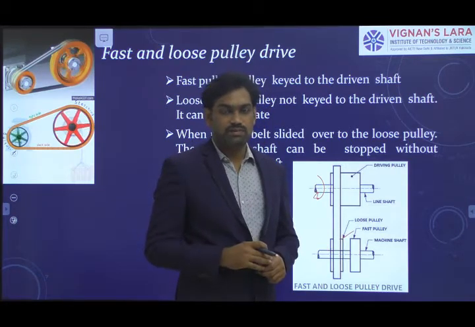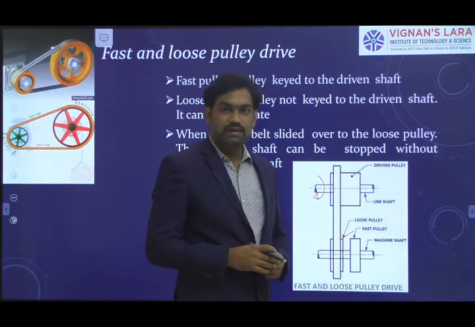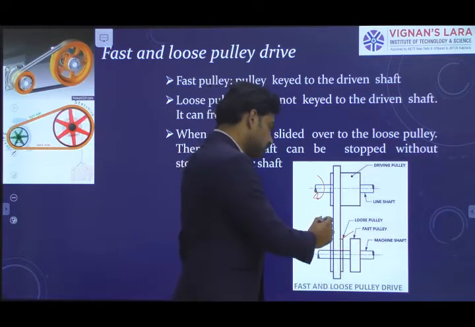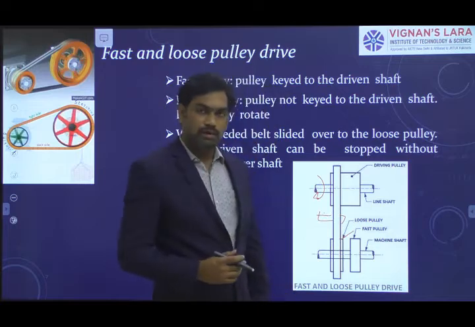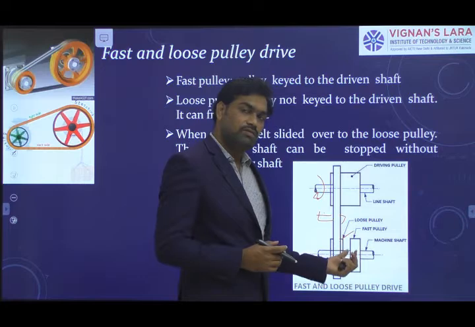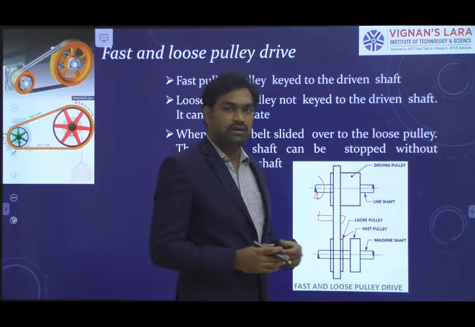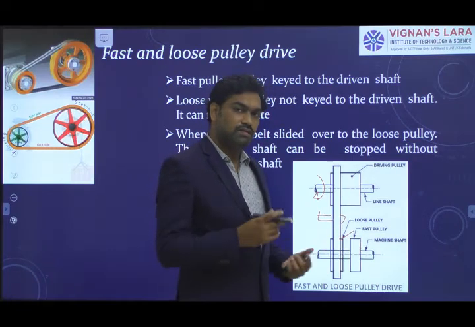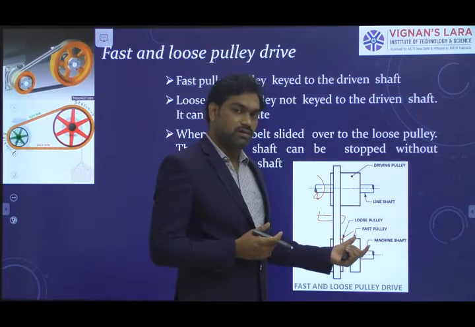This fast pulley is rigidly keyed to the member, so if you provide a lever here, then by operating the lever, the belt can be shifted from the loose pulley to the fast pulley. As I stated, the fast pulley is rigidly keyed by means of a key so that there is no relative motion. So whenever the fast pulley rotates, along with it the shaft also rotates.